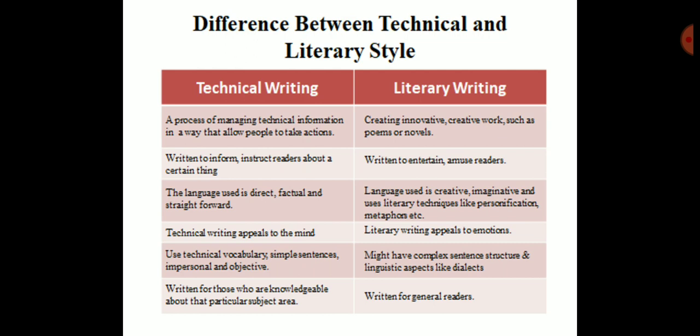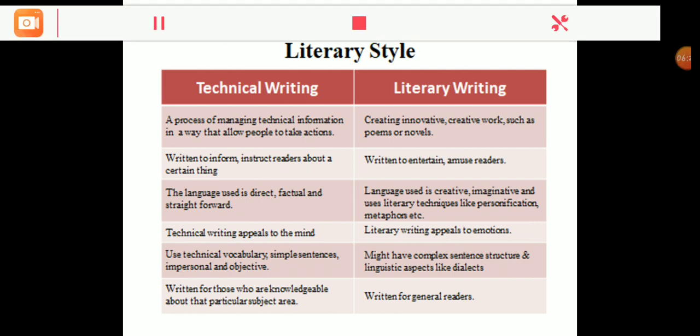It draws our emotions, it creates imagination. That's what literary writing is about. Then in the case of technical writing, the vocabulary used, in most of the cases, is simple and technical jargons will be used. But in the case of literary writing, more complex, some confusing, linguistic, all these dialects, all such kinds of different words or vocabulary will be used. So these are the main differences between technical writing and literary writing.